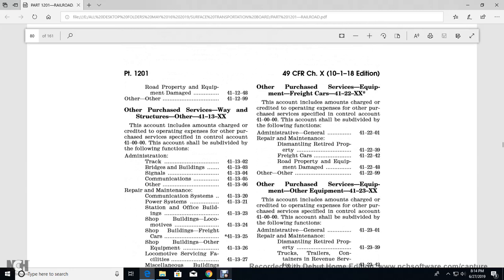4122 double X. The account is an amount charged to the credit of the operating expense of the purchase of the specified control account 4100. The account is subdivided by the following functions: administrative, general, repair, maintenance, dismantling retired property, freight car, road property, equipment, and other damage for the other purchase of the equipment.